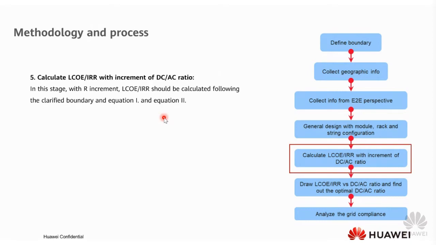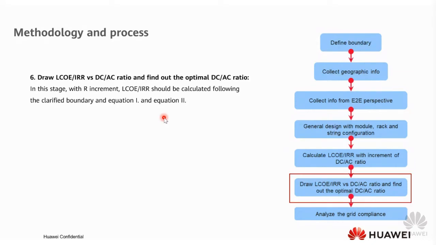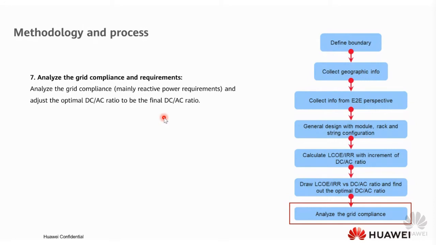Then we have to calculate the LCOE as a function of the DC/AC ratio, using the equations mentioned in the first and the second equations, so the DC/AC ratio and the LCOE equation. Then we have to plot an LCOE versus DC/AC ratio diagram, for which we have to check what the optimal DC/AC ratio is.